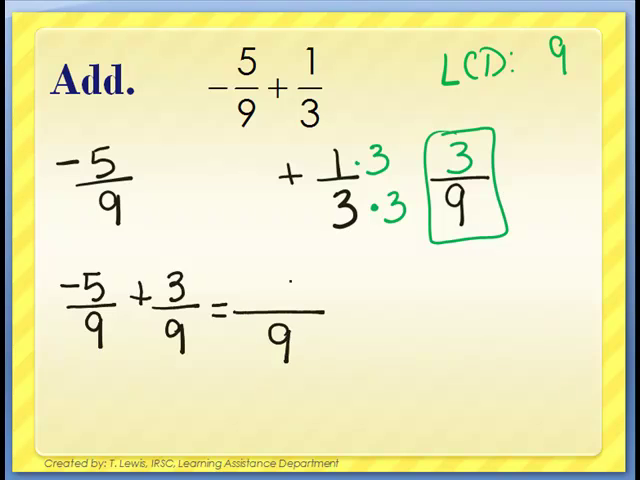Denominator stays the same. Bring together your numerator. And we have -5 plus 3. Think of your integer rules. Signs are different, so we're going to subtract. Take the sign of the higher number. So we have here -2/9.